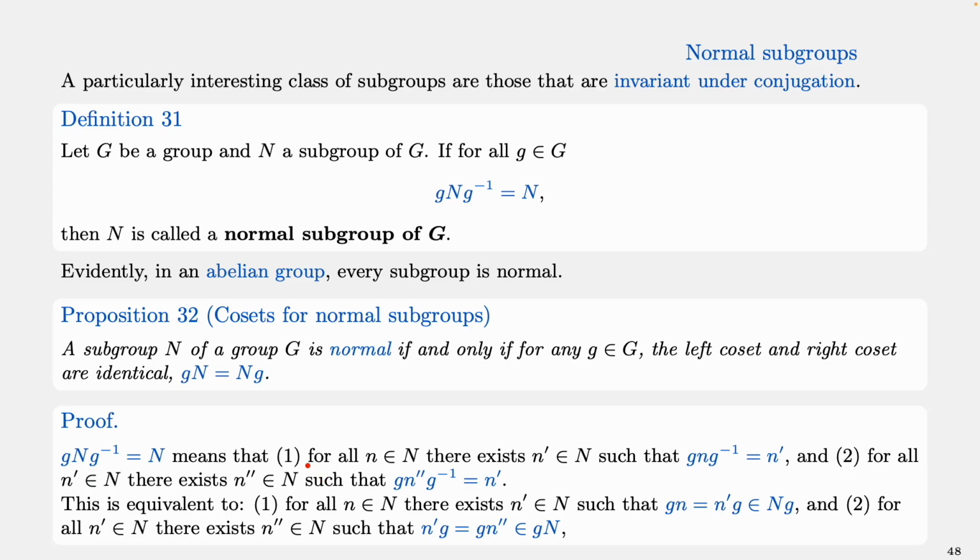But this is equivalent to, for all n in N, there exists n prime in N such that, manipulating this expression, gn is equal to n prime g, which of course is contained in big N g. And second, for all n prime in N, there exists n double prime in N such that n prime g is equal to g n double prime in gN. And together 1 and 2 become that Ng is equal to gN. So this is equivalent to this.